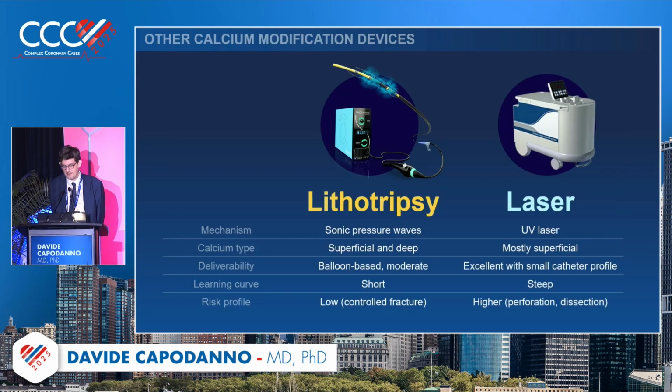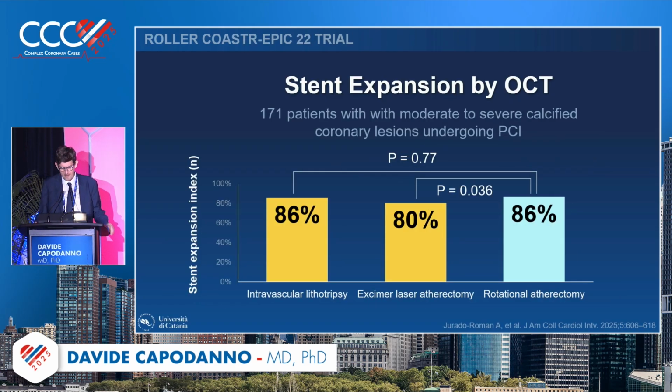So finally, lithotripsy and laser. I think this is also quite relevant. I would say other modification devices. The mechanism for lithotripsy is sonic pressure waves; for laser, it is UV laser. The calcium type that is ablated or eliminated is superficial and deep for laser, while for lithotripsy it's mostly superficial. I would say that deliverability is an issue here: for lithotripsy, it's balloon-based, so it's moderate; for laser, it's excellent with a small catheter profile. And of course, there is an issue of learning curve here as well, and also a different risk profile.